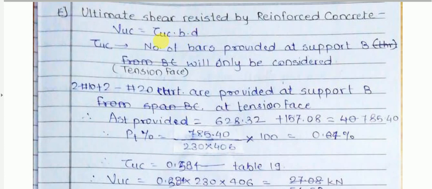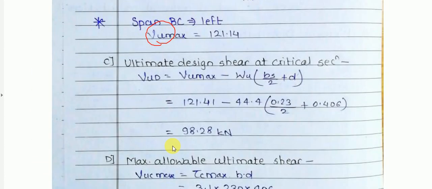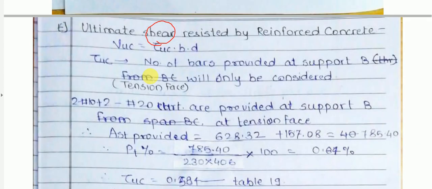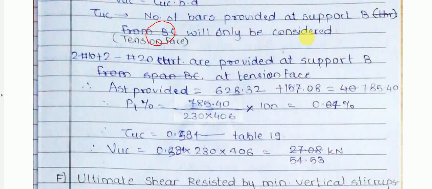So this VUC is tau UC into B into D. For this, tau UC is based on the percentage of the steel. Which percentage of the steel is to be taken? The steel which is provided at support B only, at the tension face, PT, percentage of the steel at the tension face, needs to be considered. At that tension face, we have provided 2 bars of 10 mm through, those are the anchor bars, and 2 bars of 20 mm diameter are curtailed at that tension face.